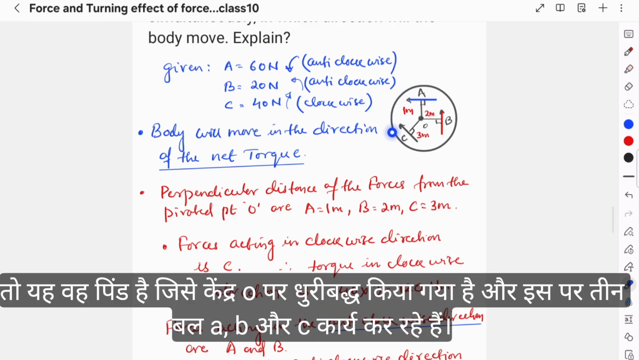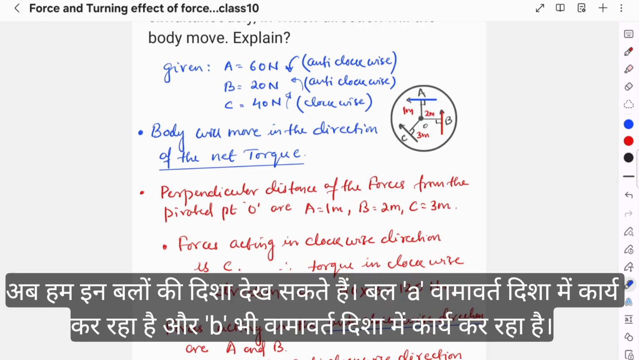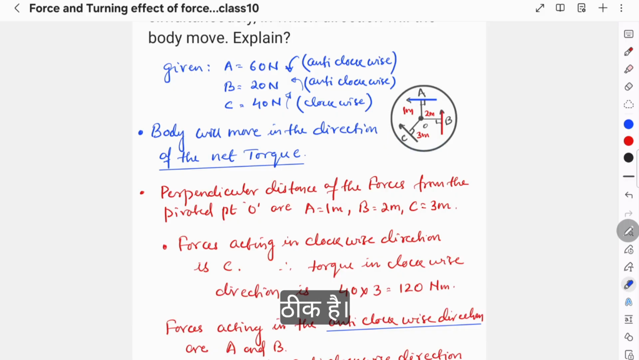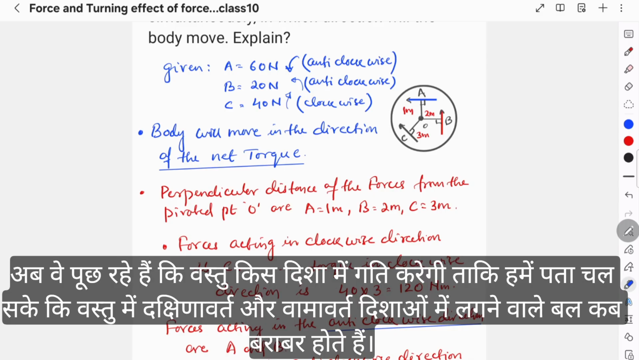So this is the body. It has been pivoted at center O, and there are three forces A, B and C acting on it. So now we can see the direction of these forces. Now A is acting in the anti-clockwise direction. B is also acting in the anti-clockwise direction, and C is acting in the clockwise direction. Okay. So now they are asking the body will move in which direction.